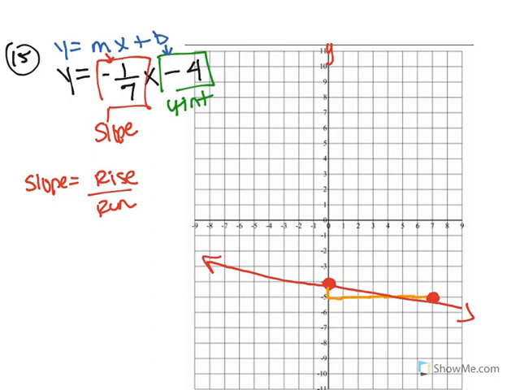Let's write the equation of a line. Let me show you an example of writing that equation.